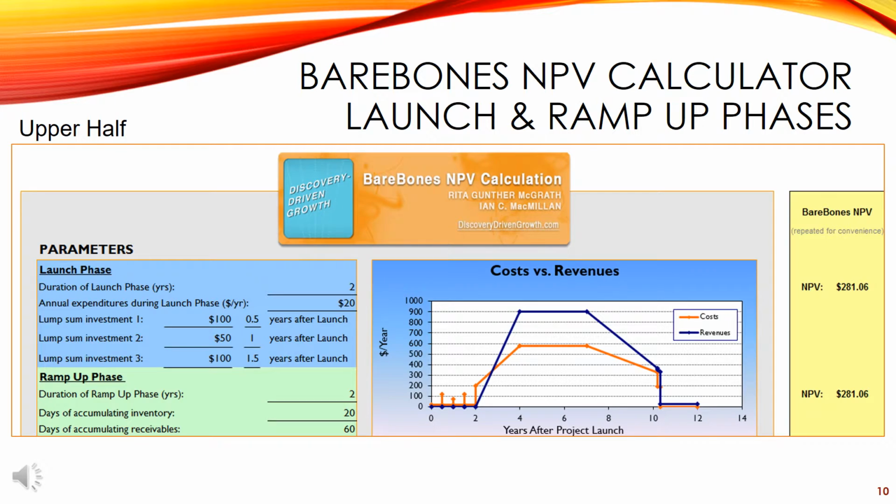The graph that's located in the upper center of the model simply illustrates cost per year versus revenues per year in the years that followed the project launch phase, while the far right column, highlighted there in yellow, depicts the final calculated bare bones NPV or net present value for the project.